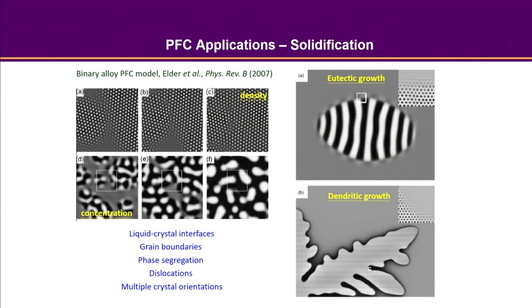And in this 2007 paper, Elder also shows eutectic growth as an example, and also dendritic growth. And always the feature is that if you just zoom in on a certain part of your simulation, like either the eutectic growth here or the dendritic growth here, you automatically get all this atomic detail description from the phase field crystal. And you don't need to put in anything to control the anisotropy. Everything is built in. But having said that, if you really want to control the anisotropy, there are certain ways you can manipulate your system. That's something we are going to talk about in the lecture.